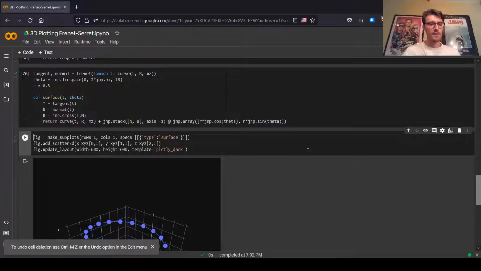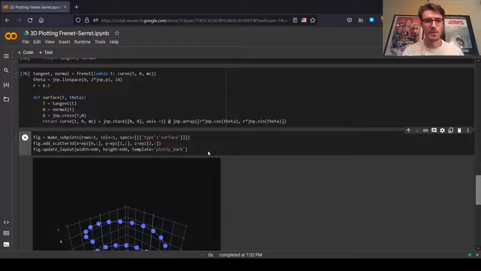So we'll get rid of that. Now our next step is going to be vectorizing and completing the entire surface of this curve. So I'm going to do that in the next part.